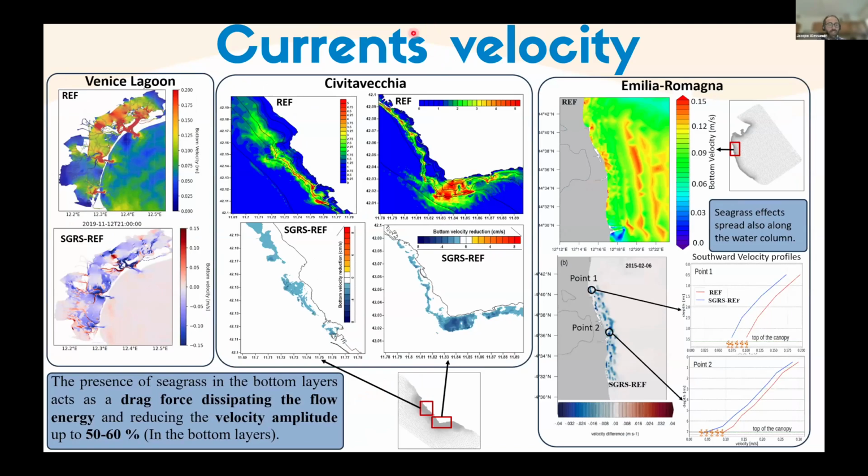These are the effects on current velocity. The seagrass dissipates the flow energy and can reduce the velocity amplitude by up to 50 to 60% in the bottom layers. As we can see here for the Venice Lagoon, we have patterns of decreasing velocity, but also of increasing velocity in some other areas. While in Civitavecchia, a more open coastal area, we have a decrease of the velocity in the bottom layers, and also the same in Emilia-Romagna. And it's interesting to see how, due to turbulent effects, we also have a decrease of the velocity all along the water column.